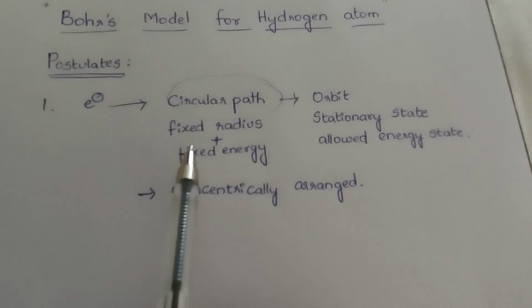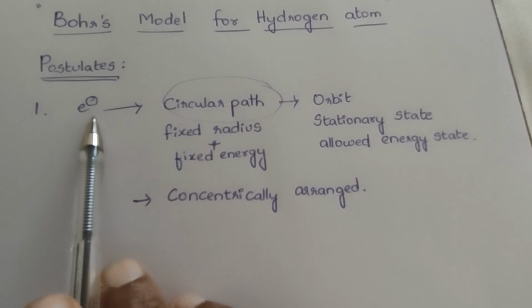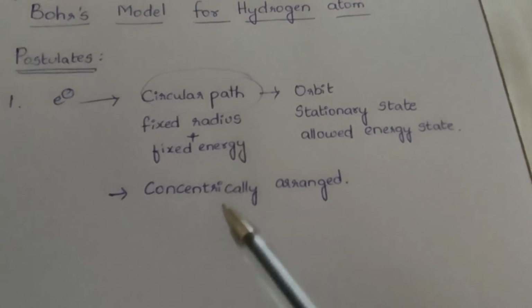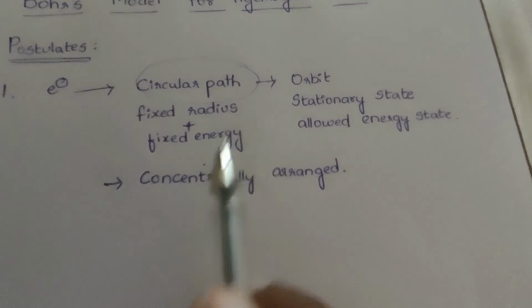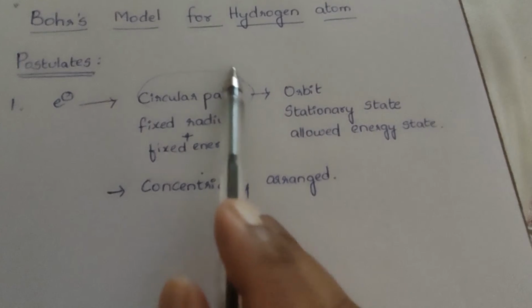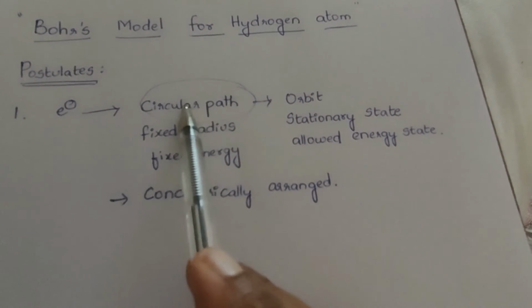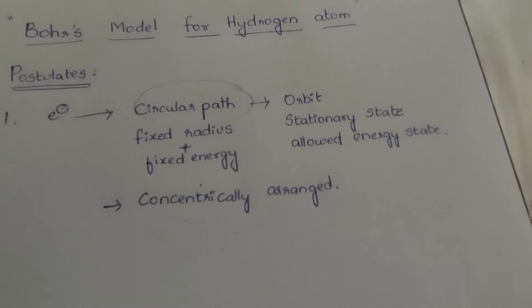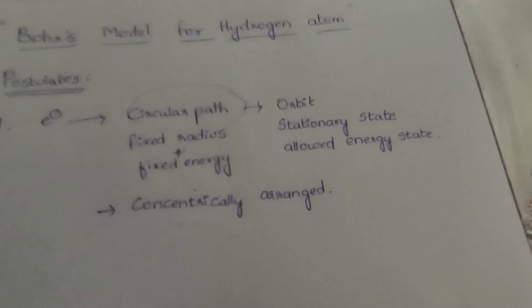You may get a doubt. We have only one electron and we are discussing many paths. Yes, here we are discussing many circular paths around the nucleus. The electron may occupy one of these circular paths.